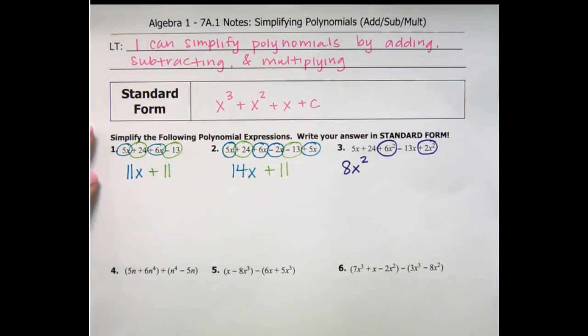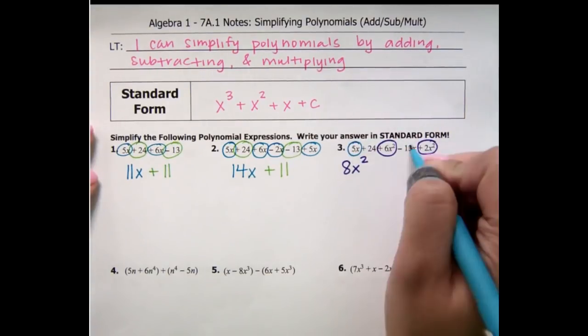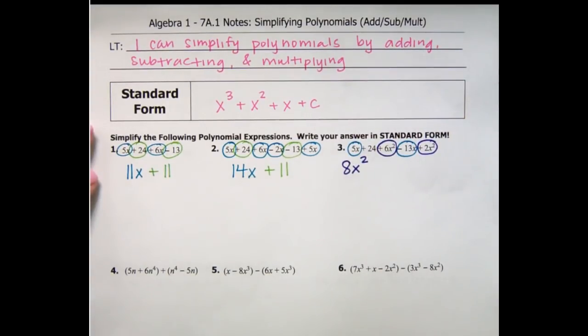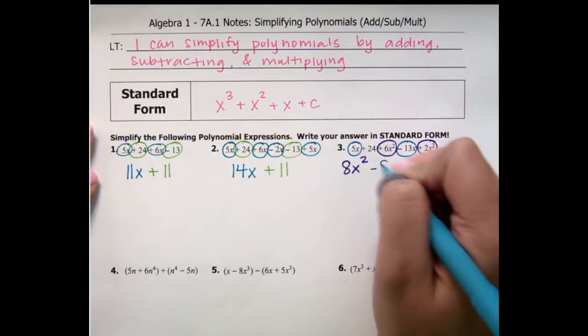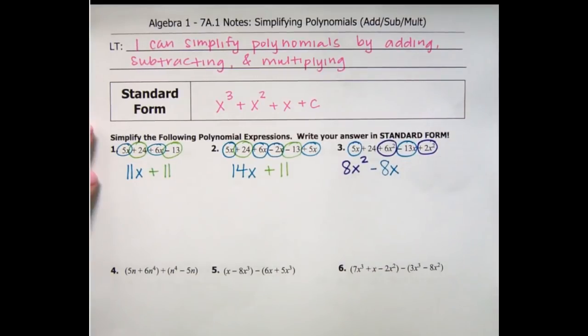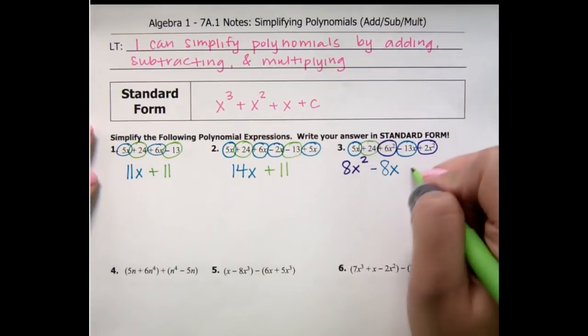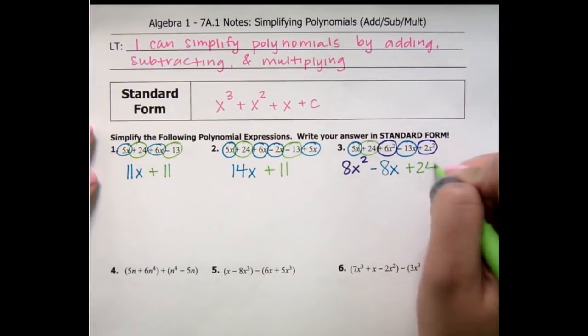Now I go to my x's. 5 minus 13 is negative 8. Have to keep the variable x. And then 24, there's nothing to combine it with, so you just bring it down.